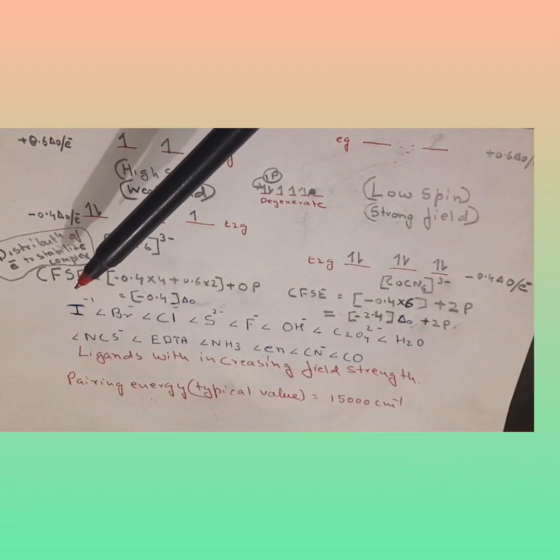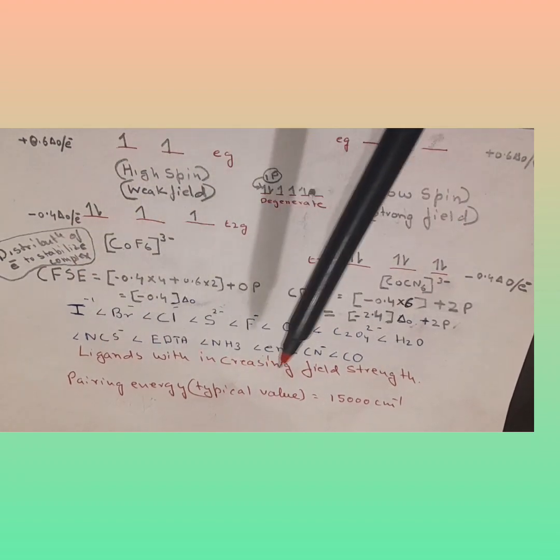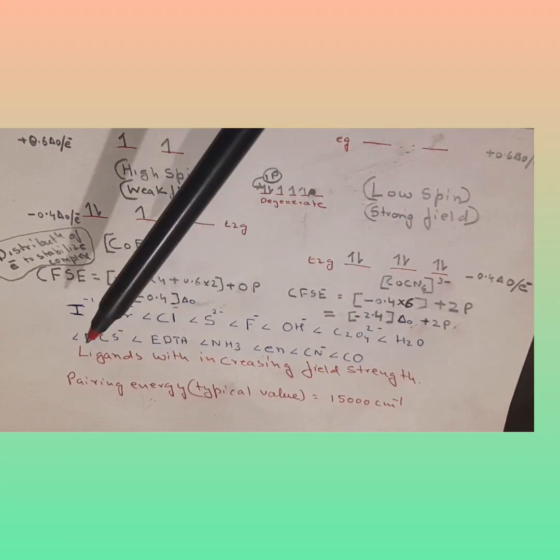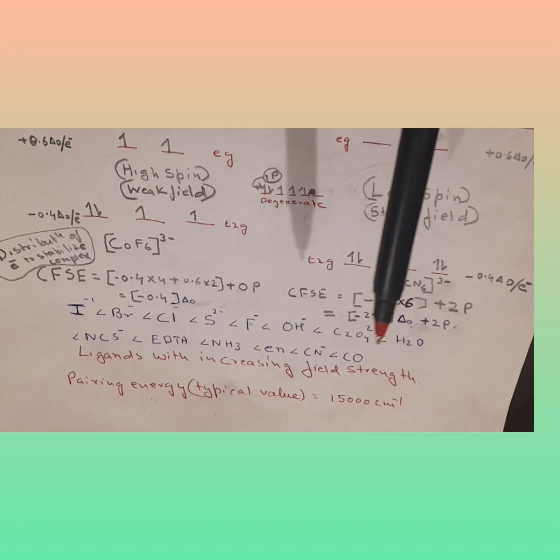Let's try and understand crystal field stabilization energy. Now for crystal field stabilization energy, it is very much essential for us to know the series. The series is about weak field and strong field ligands. Now the examples that we have chosen are [CoF6]3- and [Co(CN)6]3-. F and CN are the ligands. Now let's check out which is a weak field ligand and which is a strong field ligand.